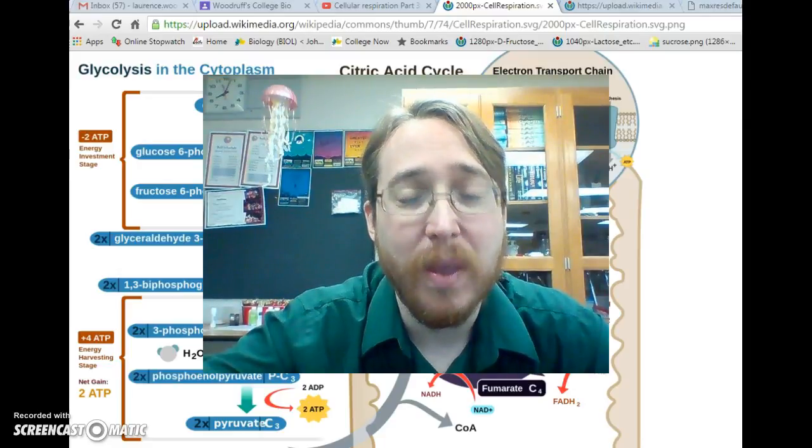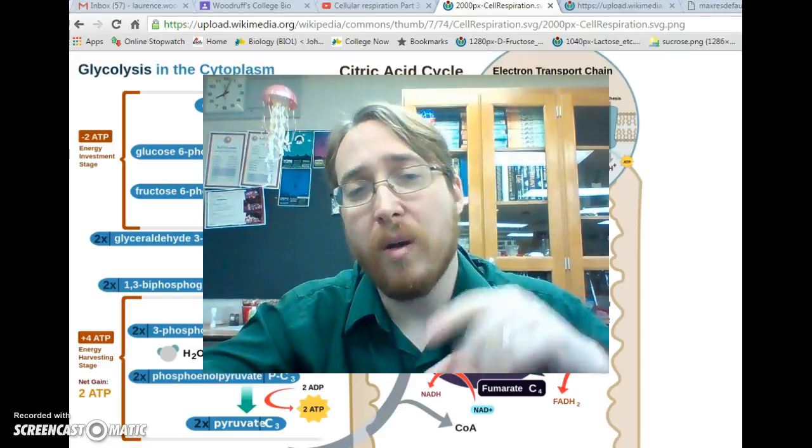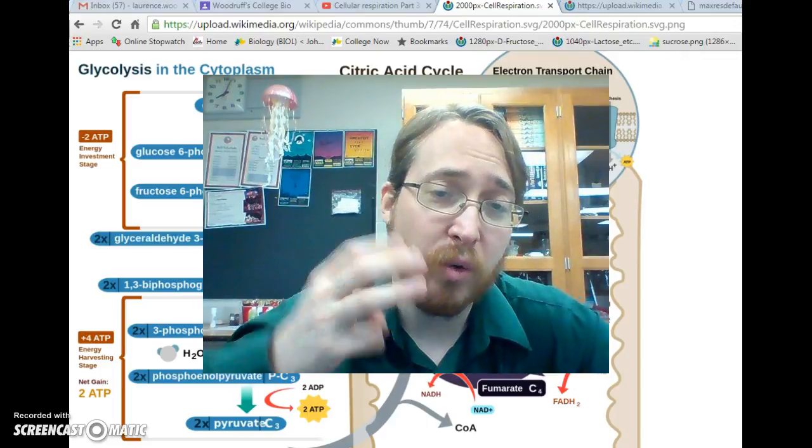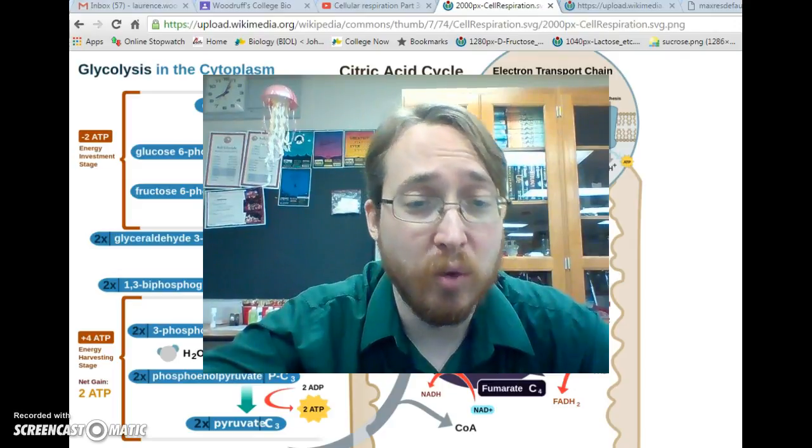Hello, College Biology. This is Cellular Respiration, Part 5. And we're going to discuss Phase 3 of cellular respiration, and that is going to be the citric acid cycle.